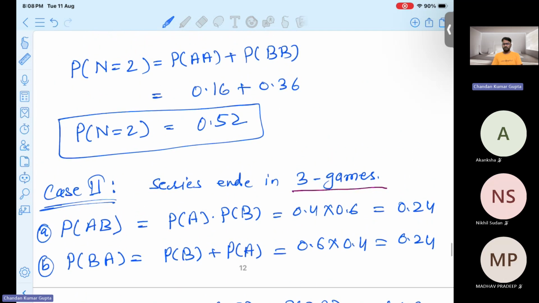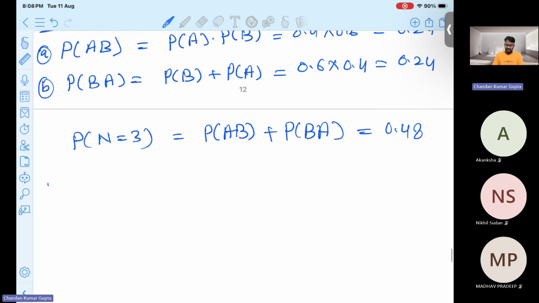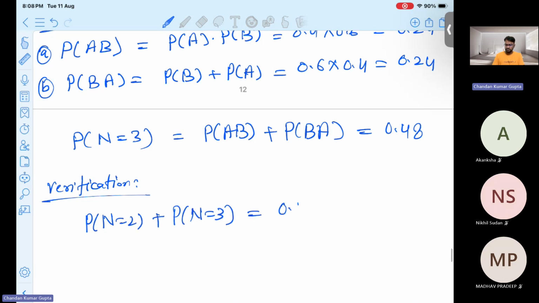And for verification, you can see the probability that n equals 2 plus the probability that n equals 3 comes out to be 0.52 plus 0.48, which is 1. So that means this random variable n that we have defined in this question is a valid random variable, because the probabilities sum to 1. It's a valid probability distribution.